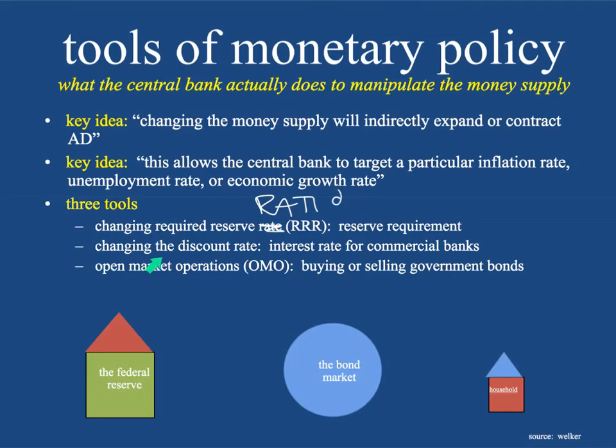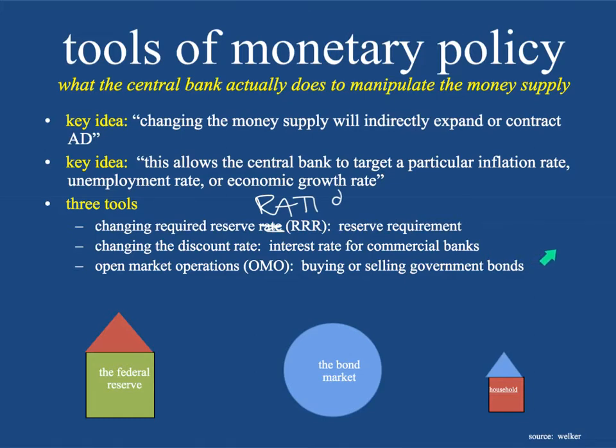Second thing, changing the discount rate. This is the interest rate for commercial banks. It is the interest rate the central bank charges commercial banks for short-term loans. Every single day, U.S. banks are borrowing money from the Fed, the Federal Reserve Bank. And the discount rate is the interest rate that commercial banks have to pay to the federal government to borrow money. If the discount rate is increased, then obviously the money supply will decrease and interest rates will rise.